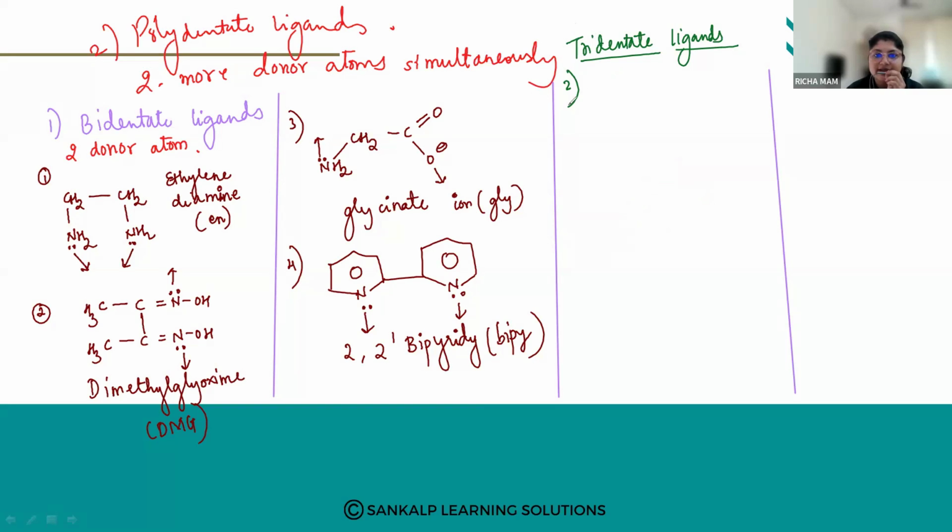So let me write the examples. Your three donor atoms are present. So first example: it is diethylene triamine.